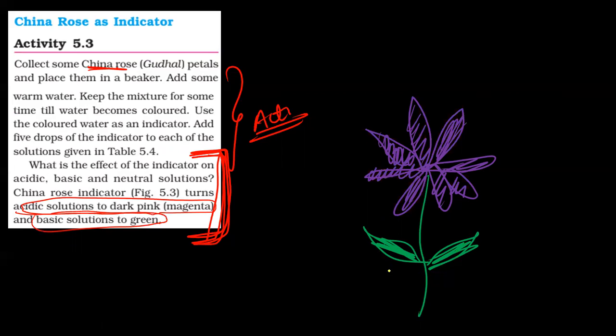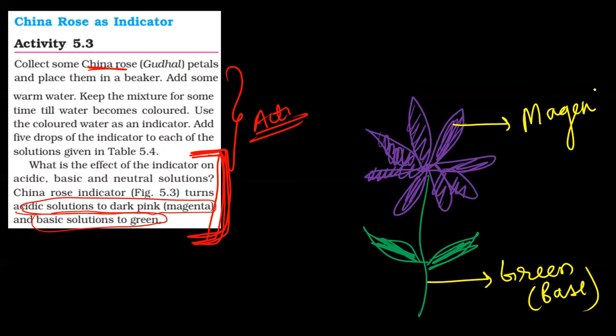And when this China rose is put into a basic solution, it turns green. For base, this is the base of the plant. Now, as this is the base, this is my acid part, this turns into magenta or dark pink. This is for China rose. So nothing at all, it's just China rose, and this is a trick. Imagine a flower with the petals in magenta color, the base, the leaf, the stem as green color. So the base of the plant is going to be green and the top flower is magenta.